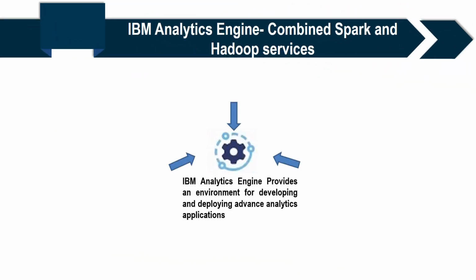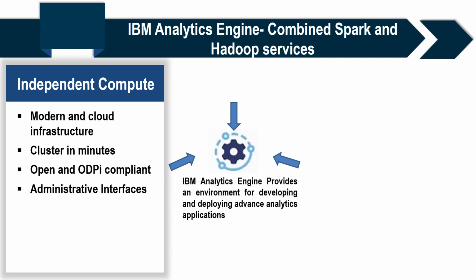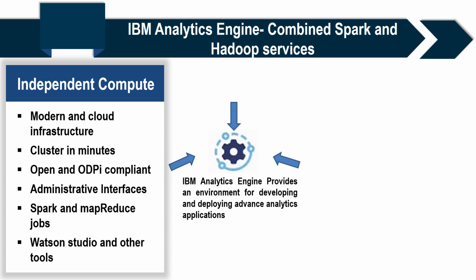Now, let's look at one deployment of Spark on Hadoop infrastructure, and this tool is called IBM Analytics Engine, which combines the power of Spark and Hadoop services. It is a modern cloud infrastructure. This is also available for on-premise implementations. You can create clusters of IBM Analytics Engine in a minute. It is open and ODPI compliant. It provides an administrative interface. It provides both Spark and MapReduce capability, and it integrates with Watson Studio and many other tools.